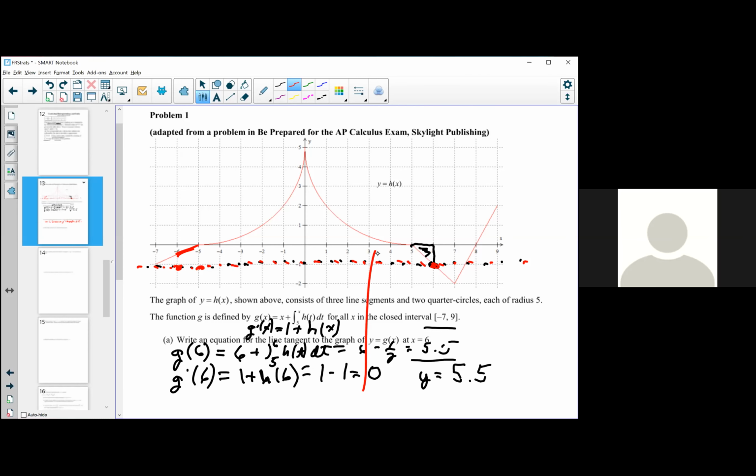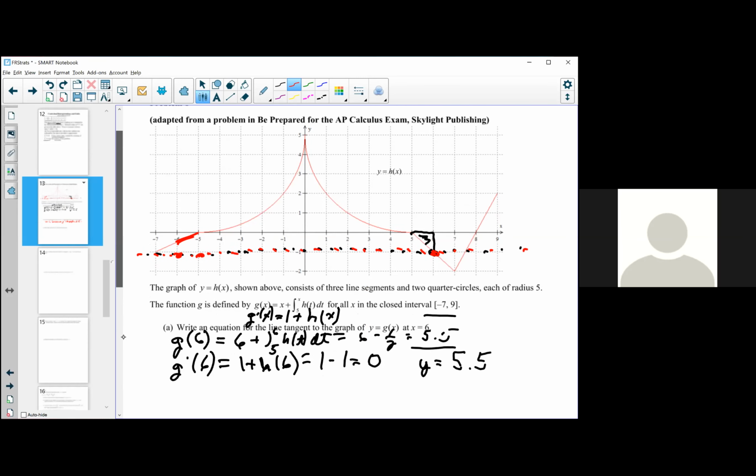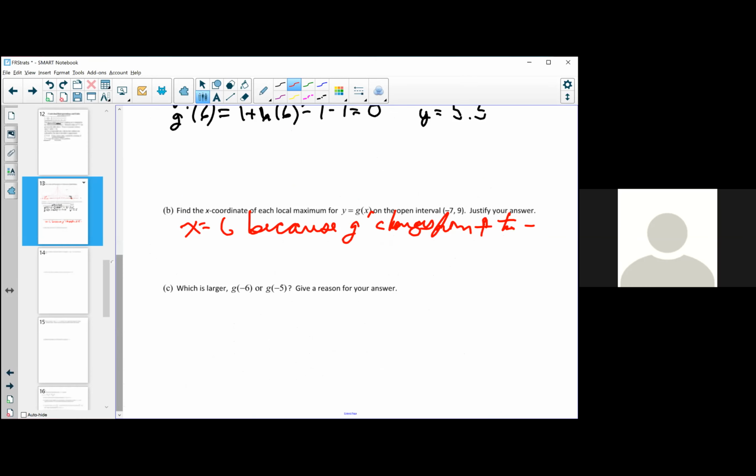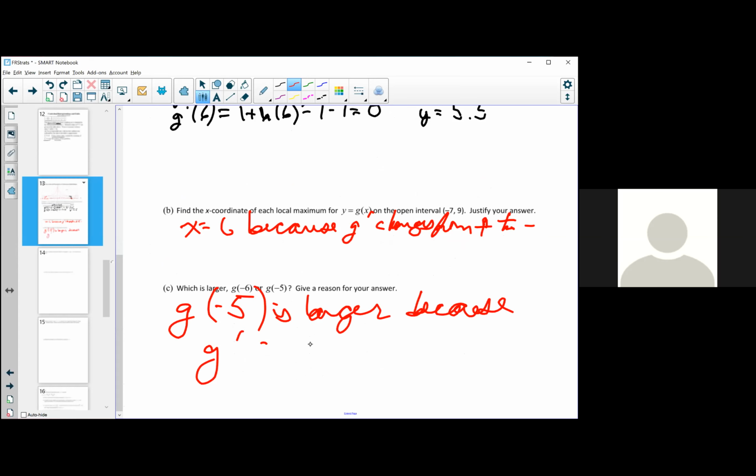So you would write for the answer here, g of -5 is larger because g prime is greater than 0 on the interval -6 to -5. You don't have to put the word interval in there, okay? So if you have any question about any of that, please type it into the chat, and either Aaron or Michael is going to give me a high sign to address that. Otherwise, we're going to move on to the next part.